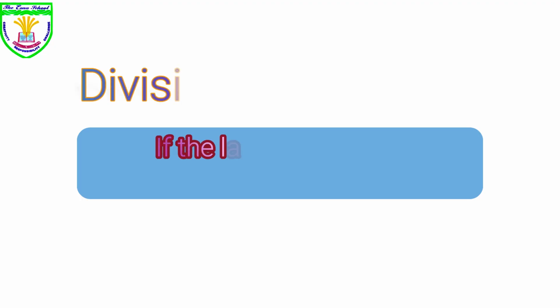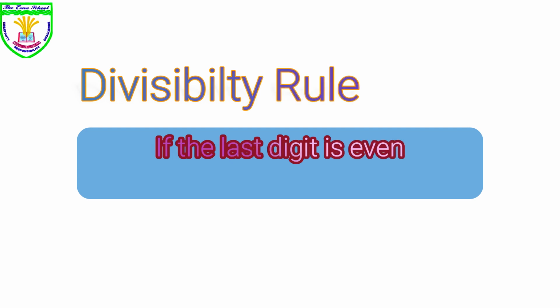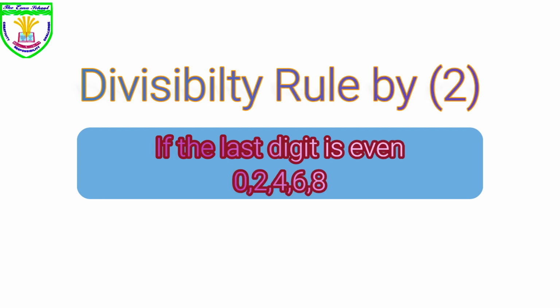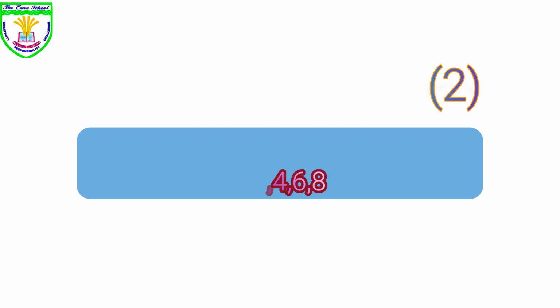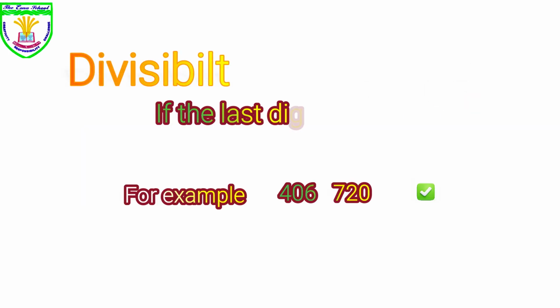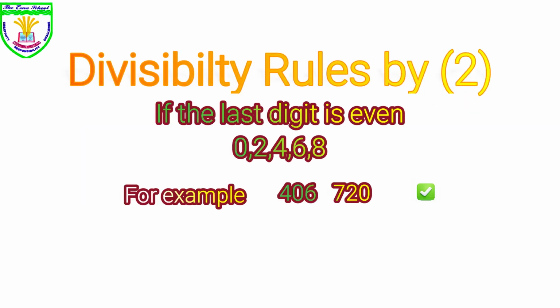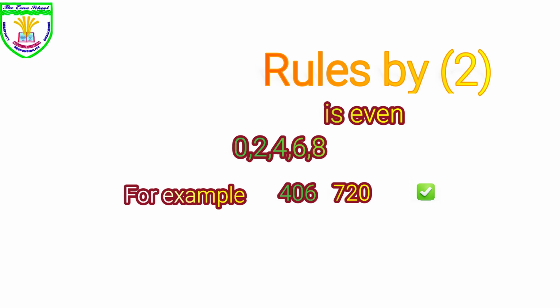Now let's start with the divisibility rule for 2. To check whether the given number is divisible by 2 or not, we will check its last digit. If the last digit of a number is even, like 0, 2, 4, 6, 8, then that number is divisible by 2. For example, 406 and 720. We can see that the last digit of both numbers is even, so these numbers are divisible by 2.